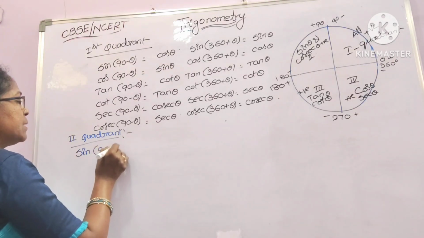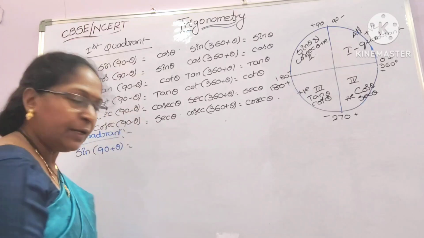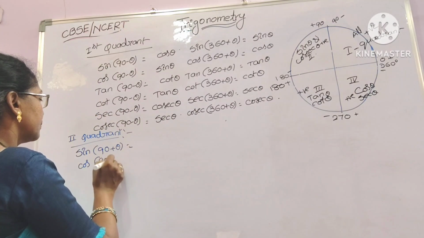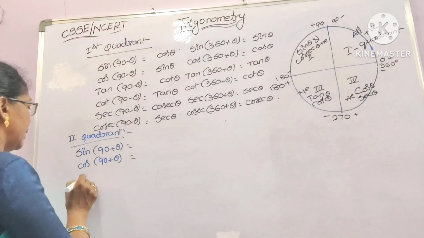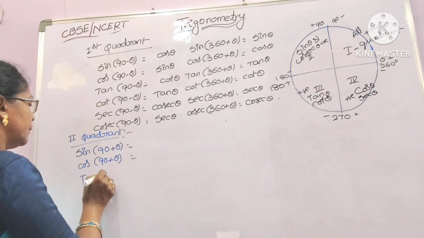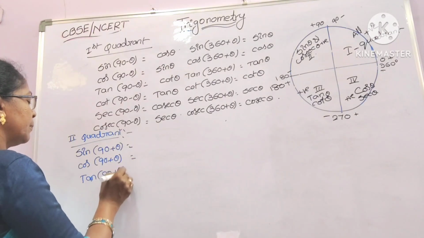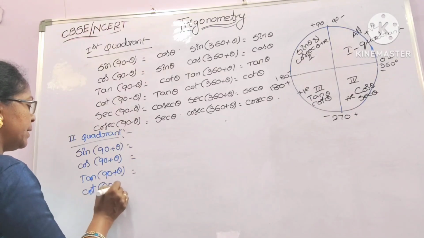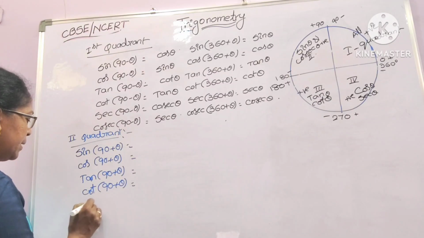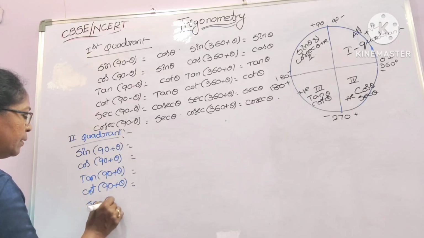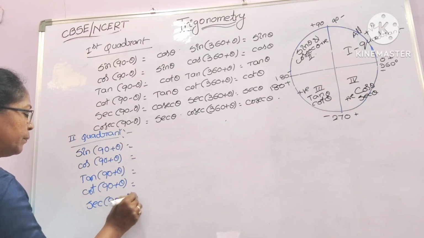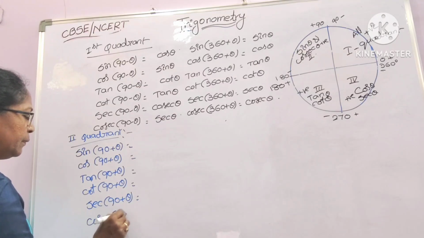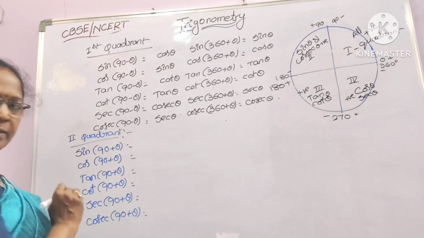90 plus theta. First you write down the six trigonometric functions. Again cos 90 plus theta. Tan 90 plus theta. Cot 90 plus theta. Secant 90 plus theta. Cosecant 90 plus theta. First you write these.